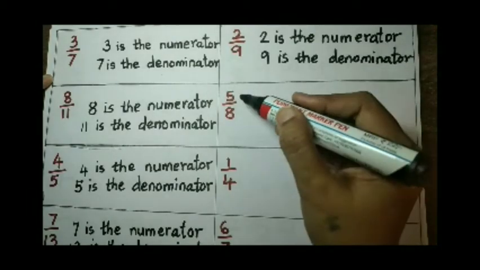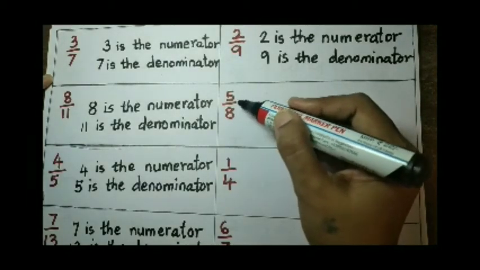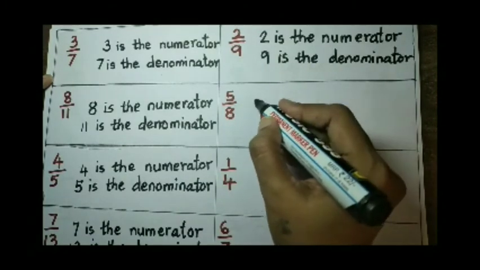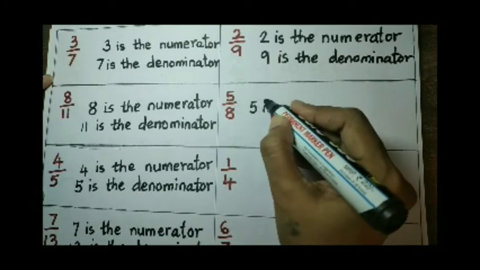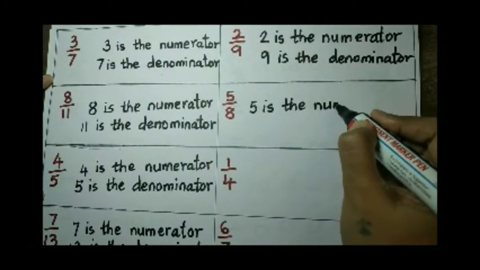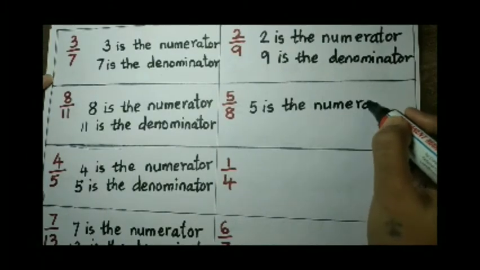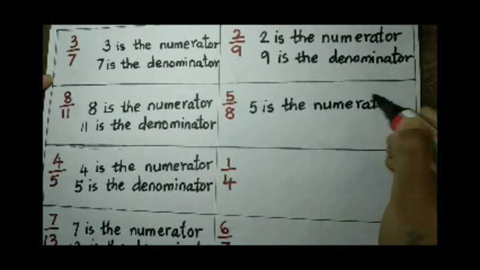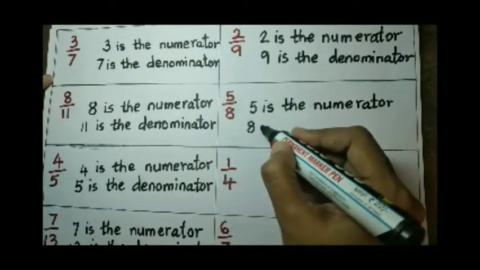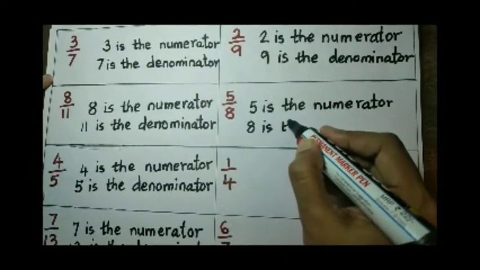Next fraction, 5 upon 8. The number above the line, that is 5. 5 is the numerator. The number below the line, that is 8. 8 is the denominator.